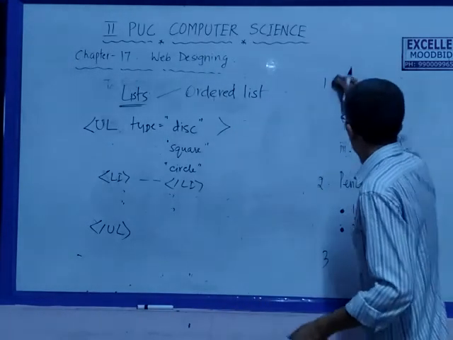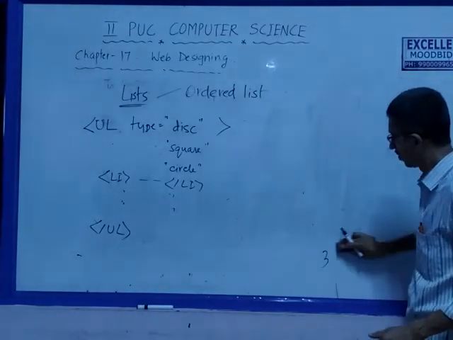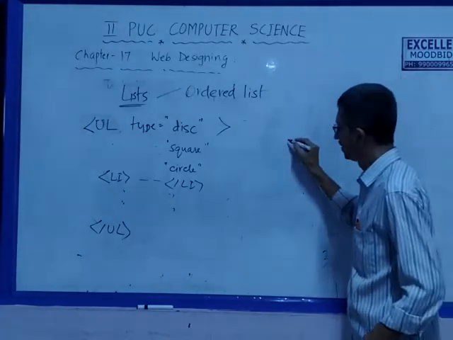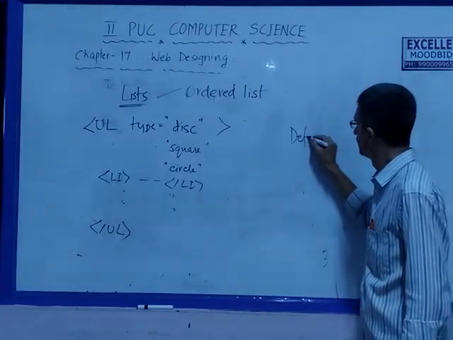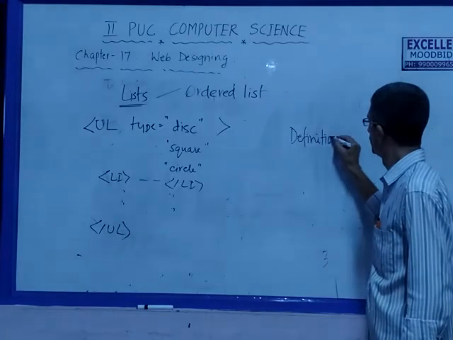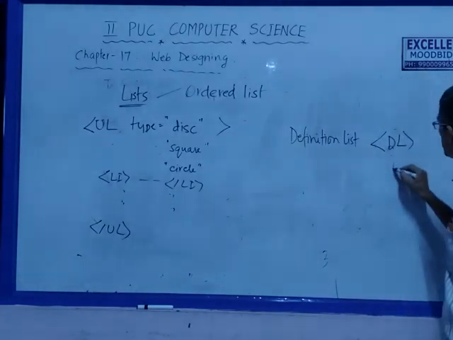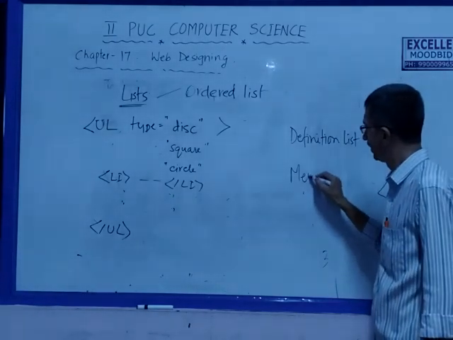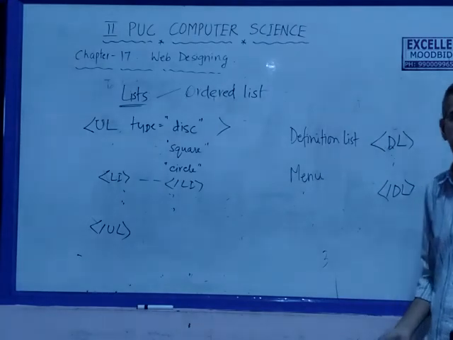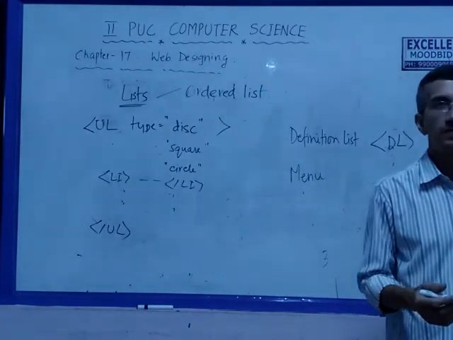There is another type of list available which is not mentioned in the syllabus, which is called the definition list, the third. So there are other types of lists other than ordered and unordered. Definition list, which has the tag DL and the structure like close DL. And the menu list, menu. These are some other types of lists available in HTML. Next tags I will discuss in the next class.